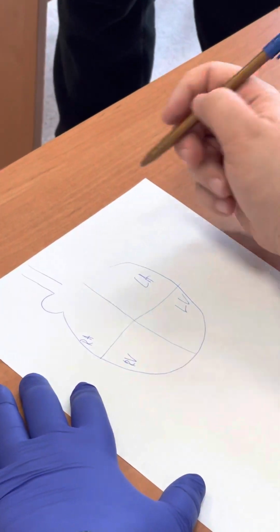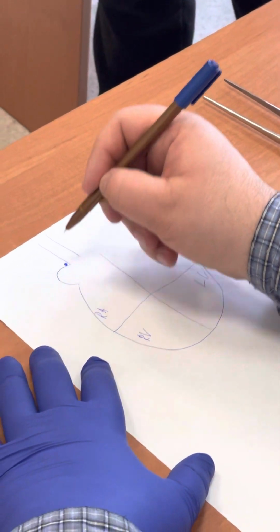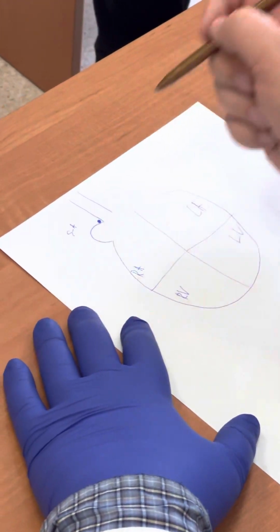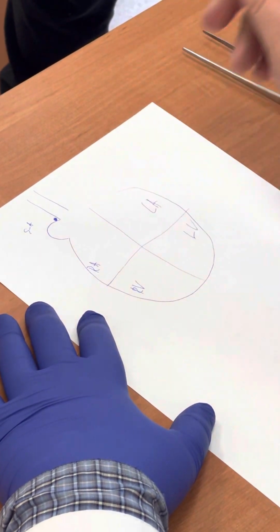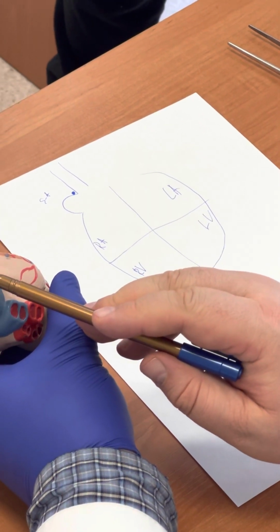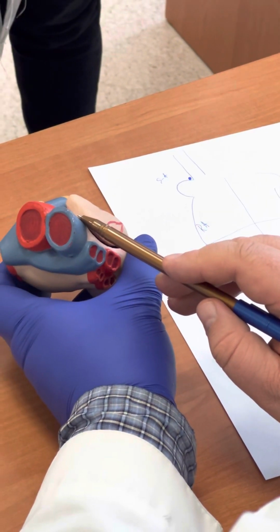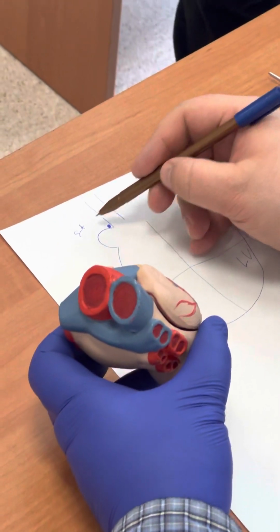And the first node is the SA node, nodus sinuatrialis. The location of this node is between the superior vena cava and the right auricle, in the sulcus terminalis, under the epicardium. That is the location of the SA node.